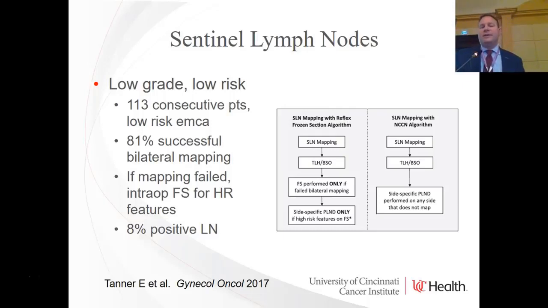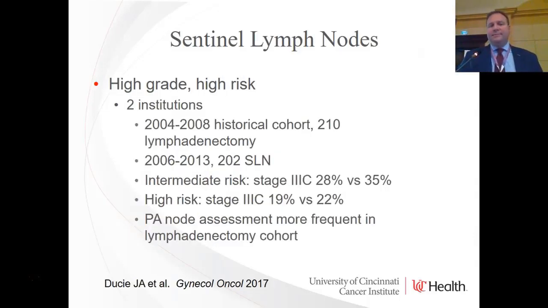Well, the investigators at Johns Hopkins thought they could introduce another step in the patients who didn't have successful unilateral mapping on one side of their pelvis. They performed an intraoperative frozen section of the uterus, and if no high-risk features were identified, they didn't do a lymph node dissection on that side. Certainly this was feasible, with good outcomes in the patients in a relatively small series, but it introduced another wrinkle, again trying to obviate the need for a complete lymphadenectomy and/or allow intraoperative stratification of patients who may be high risk.